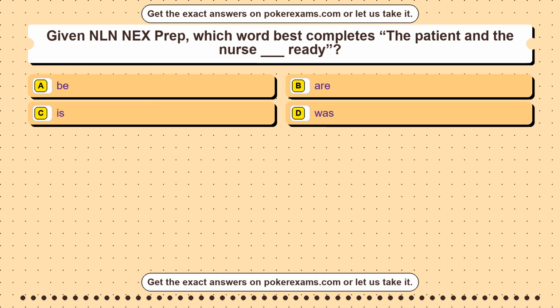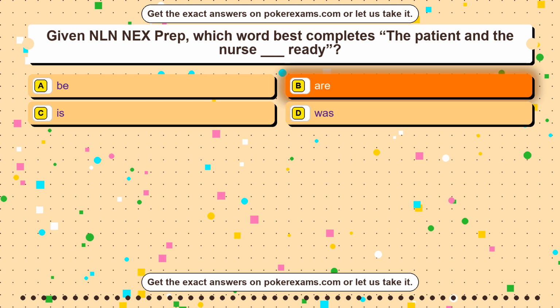Question 8. Given NLN NEX Prep, which word best completes the sentence: the patient and the nurse blank ready? Option A be. Option B are. Option C is. Option D was. The correct answer is option B, are.